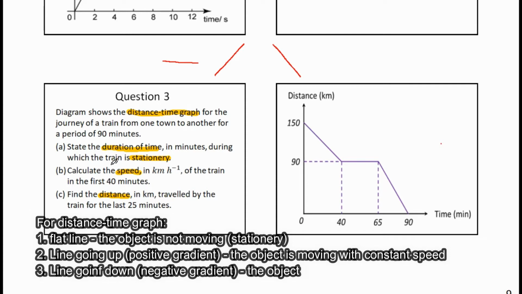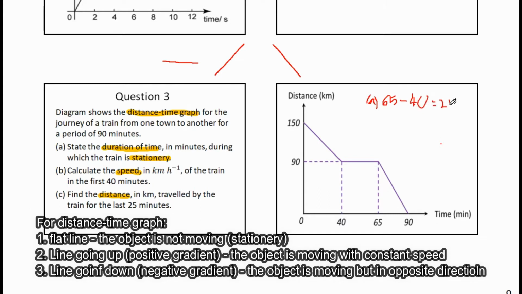For part A, we are asked to find when the train is stationary. That means you have to find the flat line. So here's the flat line. What is the duration of time? It is from 40 minutes until 65 minutes. So A: 65 minutes minus 40 minutes.